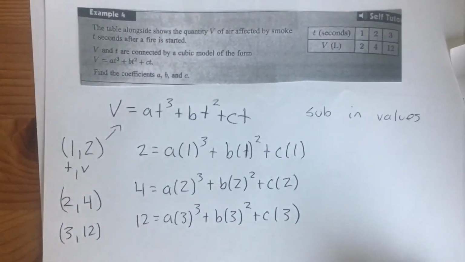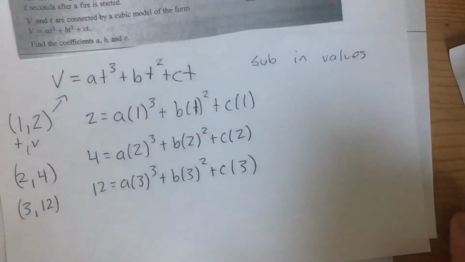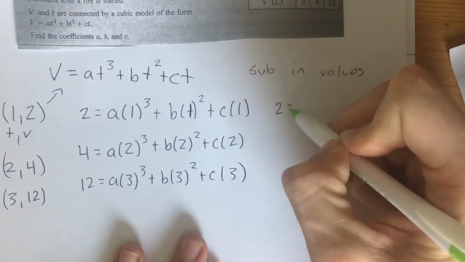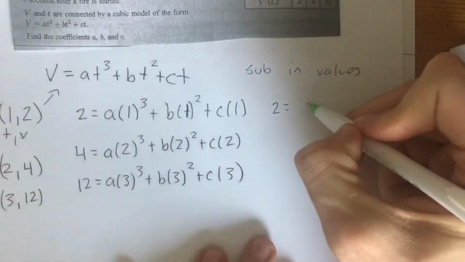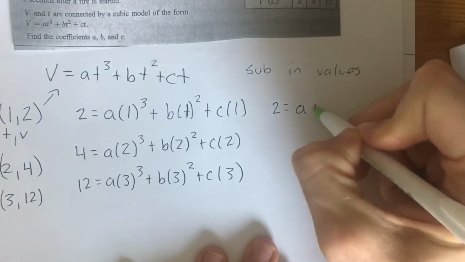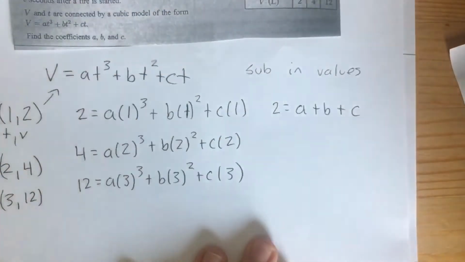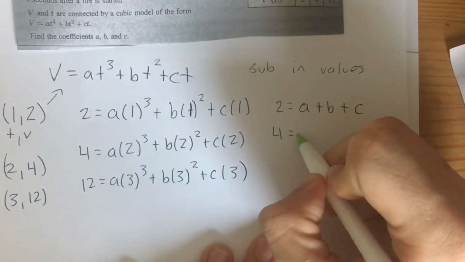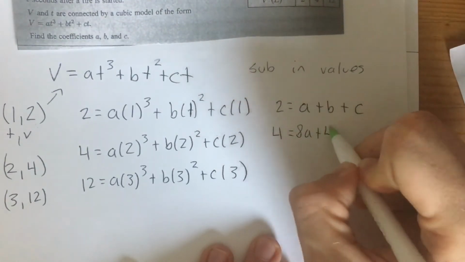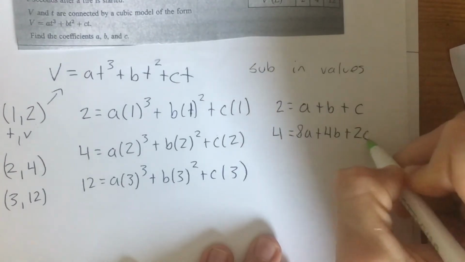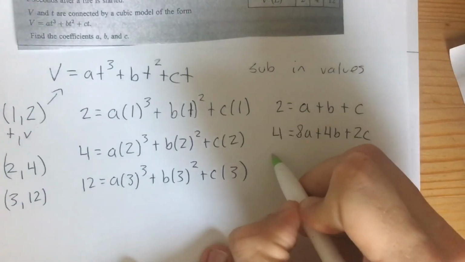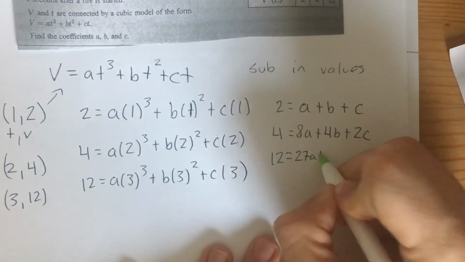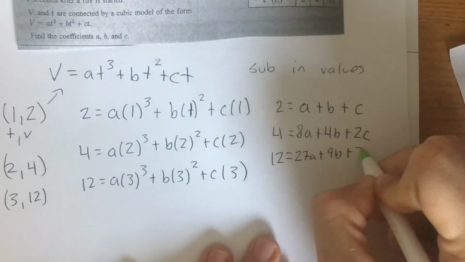So now what we're going to do from there is simplify these equations. So we're going to get 2 equals A times 1 cubed, which is just A, plus B plus C. I'm going to simplify this. We're going to get 4 equals 8A plus 4B plus 2C. We've got 12 equals 27A plus 9B plus 3C.